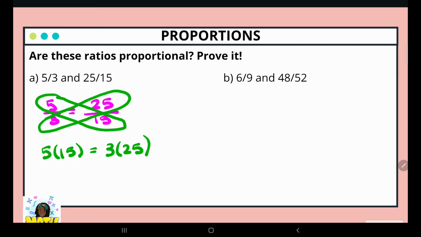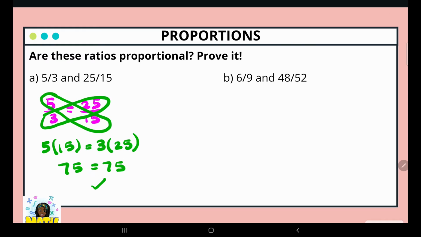Let's try it out. 5 times 5 is 25. 5 times 1 is 5, plus 2 is 75. 3 times 5 is 15. 3 times 5 is 15, and 3 times 2 is 6, plus 1 is 7, so 75. So here we have that the numbers are the same on both sides, so this is indeed proportional. Some of you may be asking, is there another way I could have gone about this?